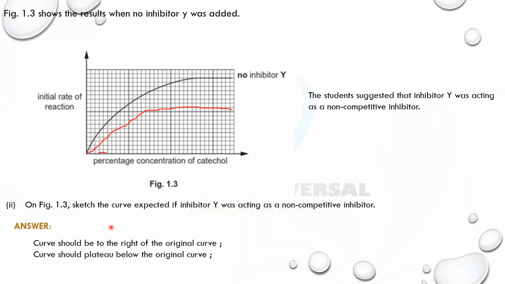The curve should be on the right side of the original curve, and it should plateau below the original curve. So for being on the right side, 1 mark, and for plateauing, 1 mark.